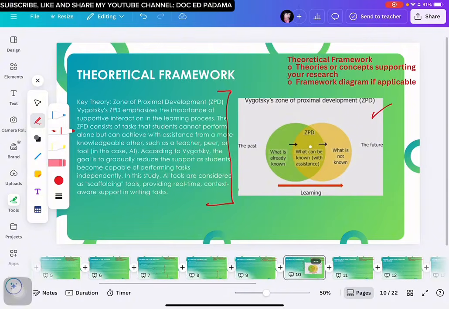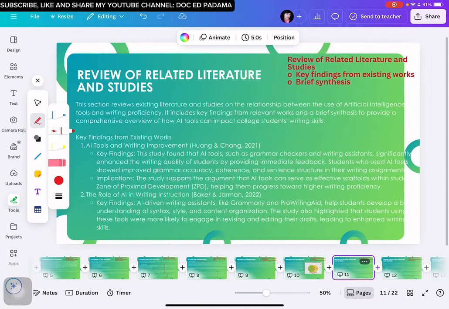Okay, moving on to the next slide. Slide number 11, the content is the review of related literature and studies, or the RRLS. Under this particular content, the key findings from existing work should be included, and a brief synthesis towards the latter part of this slide. As you can see, there is a brief introduction of this particular part, and then after that, the key findings from existing works are presented here.